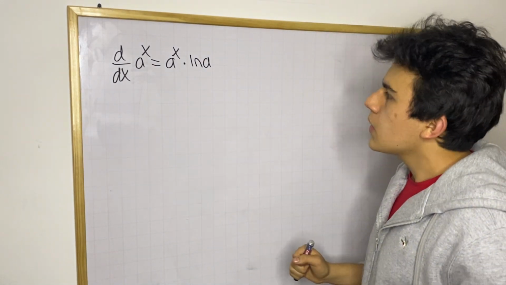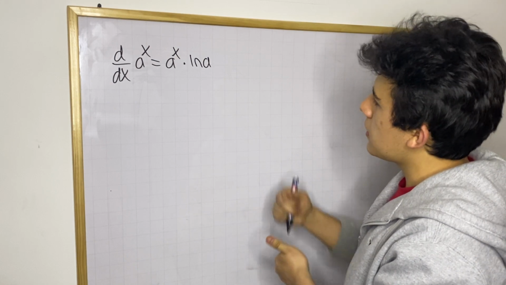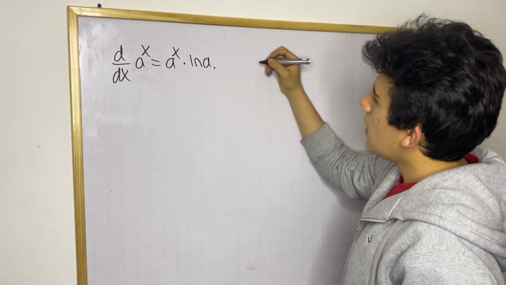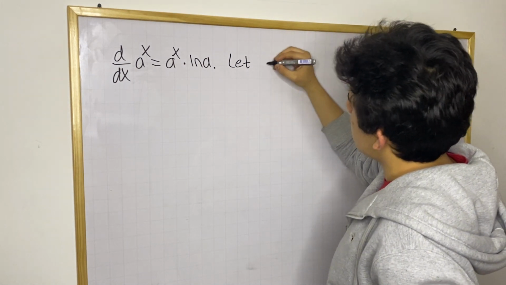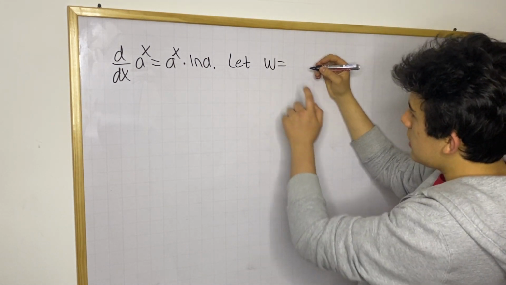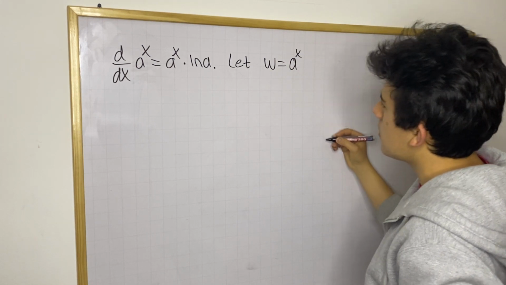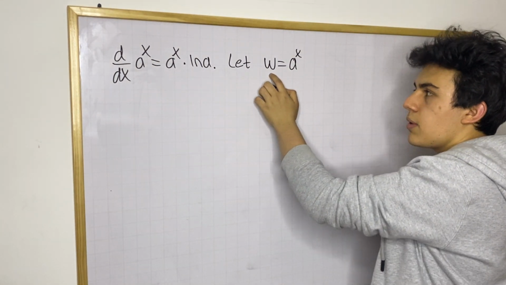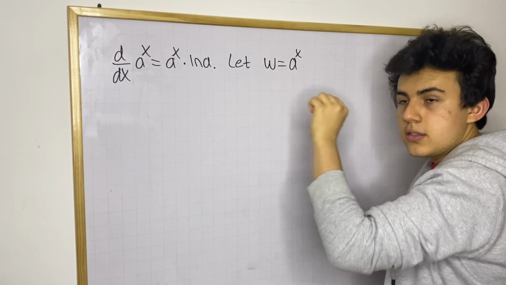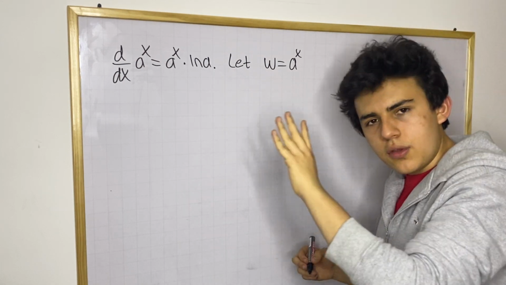So let's begin. Now the first thing that we wanna do is the following. I'm gonna put a period right there. Now we're gonna define a new variable, w, okay? And we're gonna let w be equal to a to the x, okay? Now, if we wanna take the derivative of a to the x, well, we can take the derivative of w. But we're not gonna do that just yet.